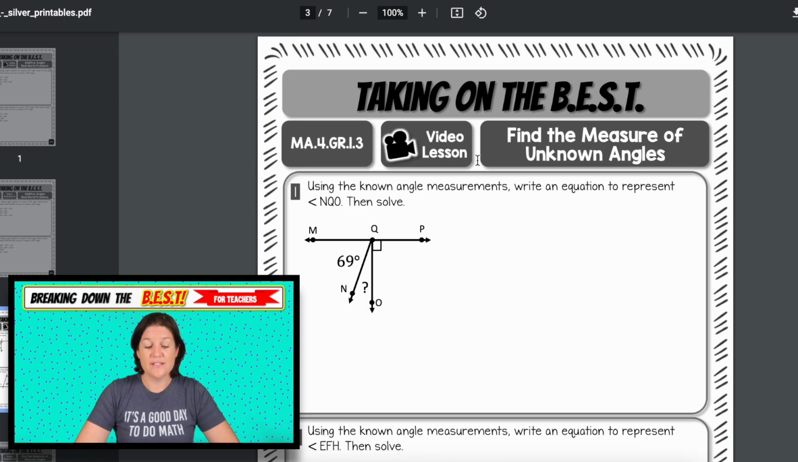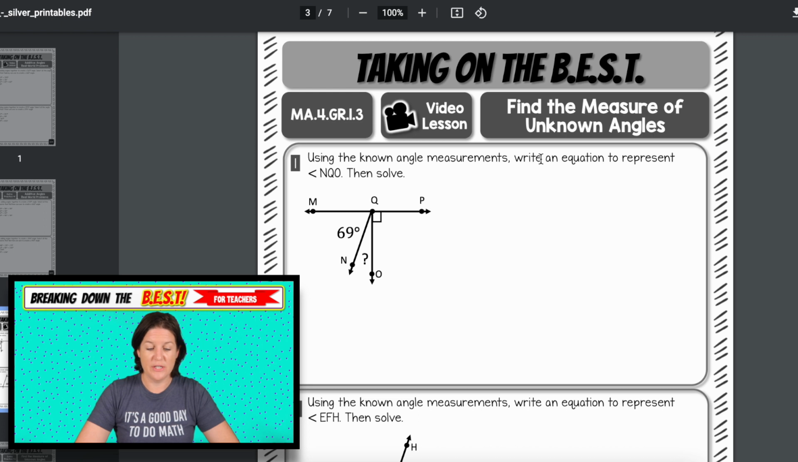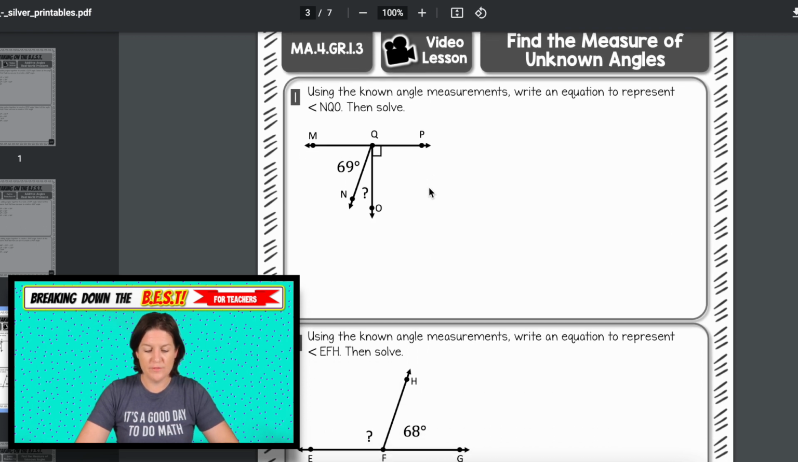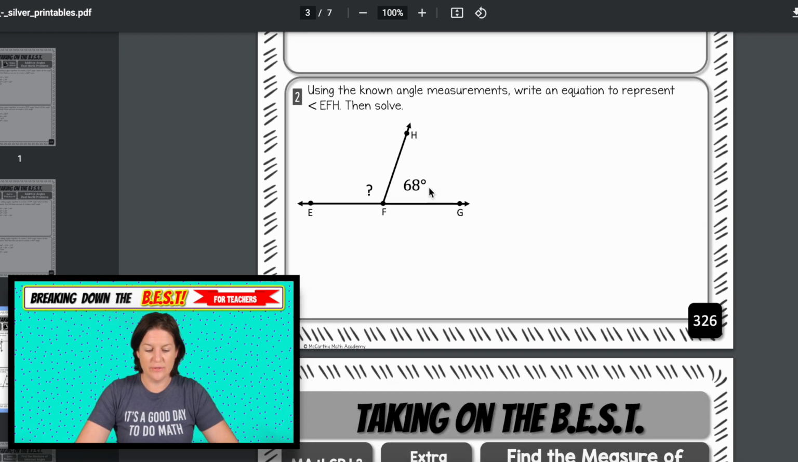The next video lesson is finding the measure of unknown angles. So it says here that we need to write an equation like the standard said of angle NQO, which is right here. So if we know that this is a straight line, 180 degrees, then 69 degrees plus the unknown plus 90 degrees equals 180 degrees. And that would be the equation then we would have to solve. So the video lesson breaks all of that down.